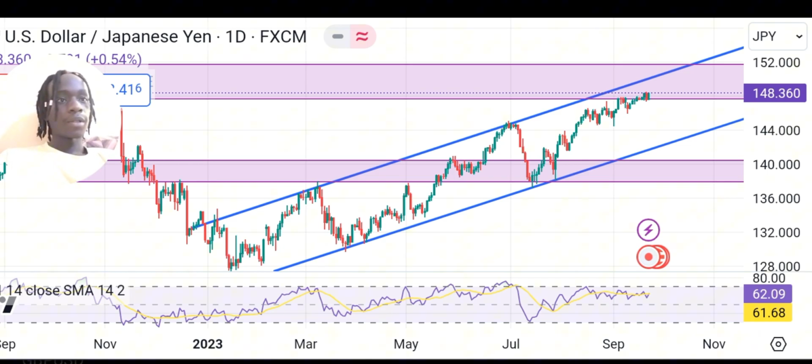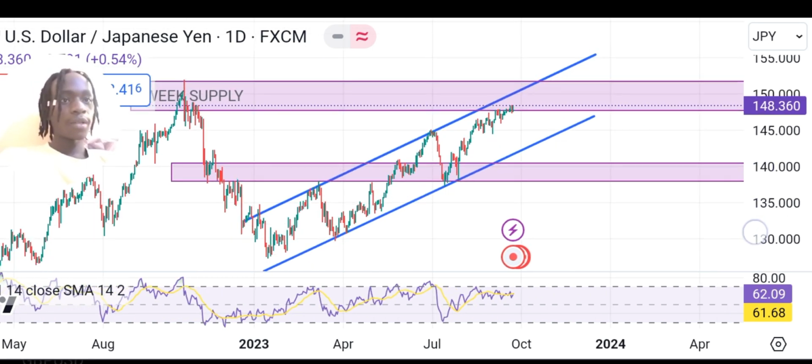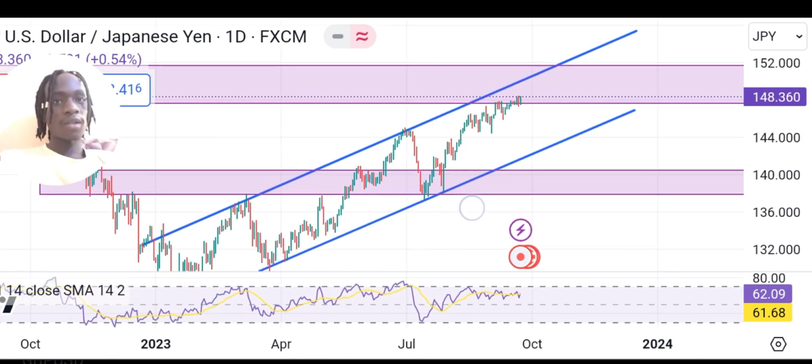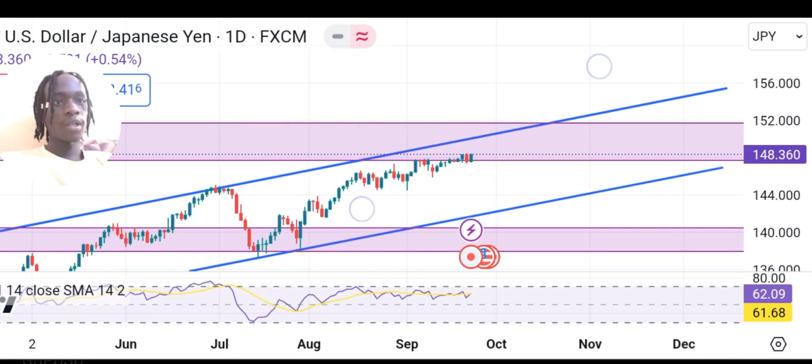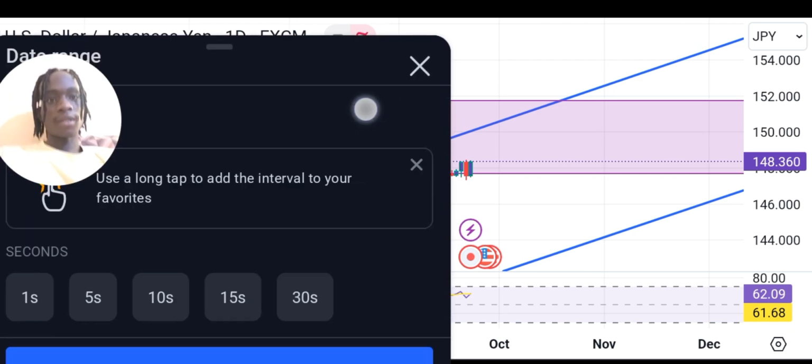Today we're going to be looking at UJ, the USD, the dollar versus the yen. So, the technical analysis we're going to be looking at here. Hope you can see my chart. This is UJ on a daily time frame.